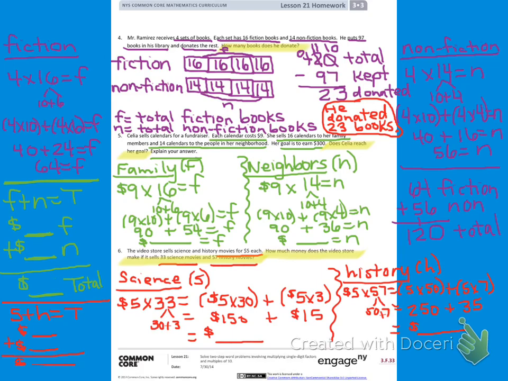In order to answer the question, how much money does the video store make if it sells 33 science movies and 57 history movies, you have to add the science and the history to get the total. Then you need to answer it in words. The video store made blank dollars.